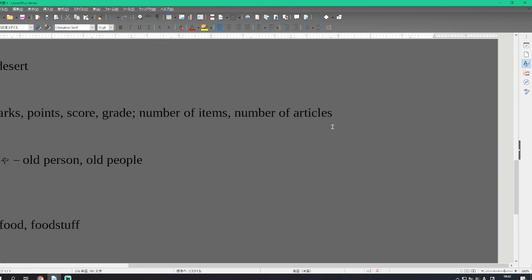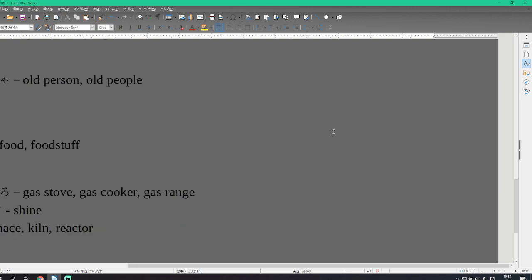Food or food stuff is just shokumotsu. Shoku on the left side for food, and motsu on the right for things, shokumotsu. And a gas stove or gas cooker is a gasu konro. Kon for to shine, for descendants before the fire, and ro for fire door or a hearth. Gasu konro.